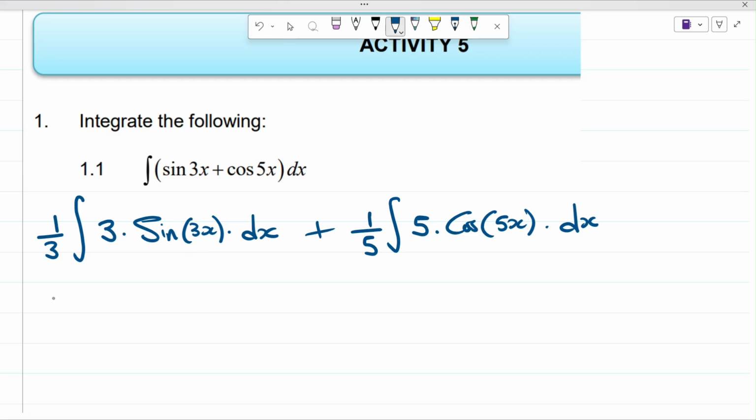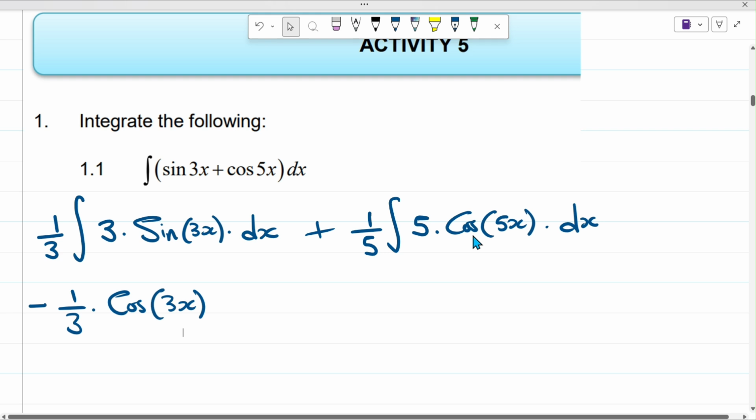So we can then conclude this. We take this 1 over 3 to our answer there. So it's going to be negative, the thing that was differentiated, negative cos of 3x. You get it, right? And then we come to this case.